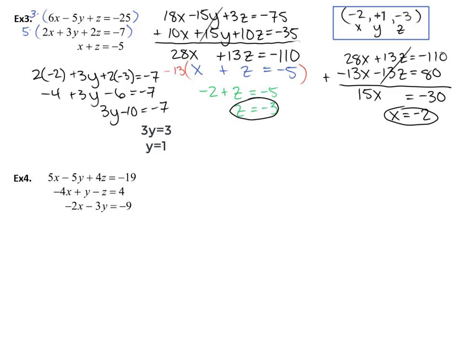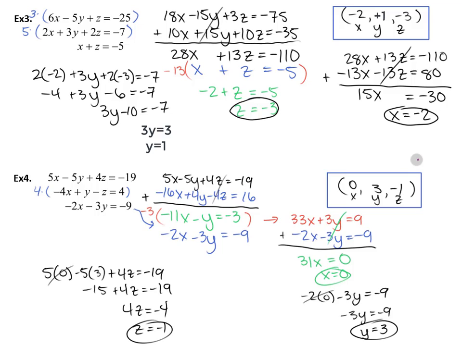Okay, here's one for you to try out that's very similar to what we did in example 3. So this would be a good time to pause the video, try this out, and if you're stuck, the answer will be up here. All right, how'd you do? If you came up with 0, negative 3, and negative 1, awesome job.